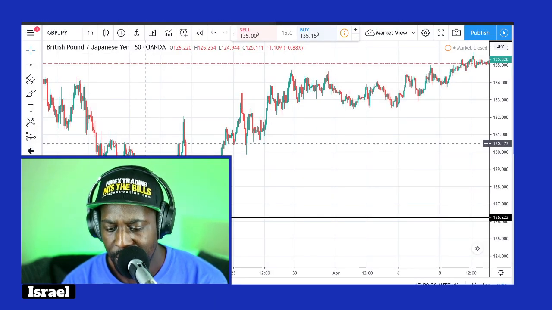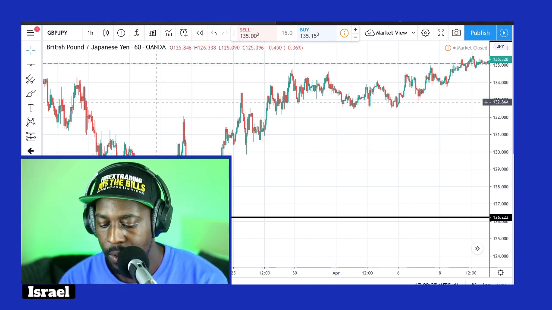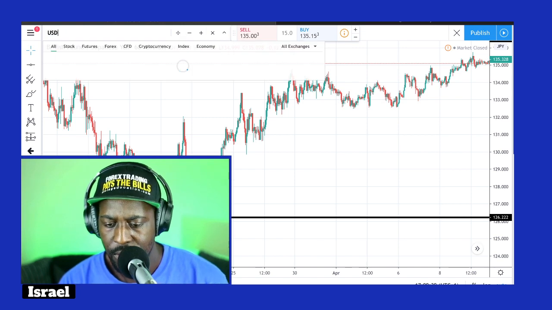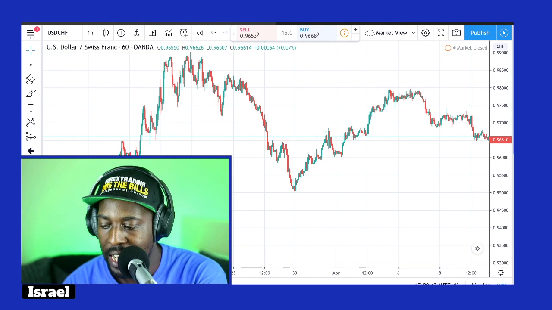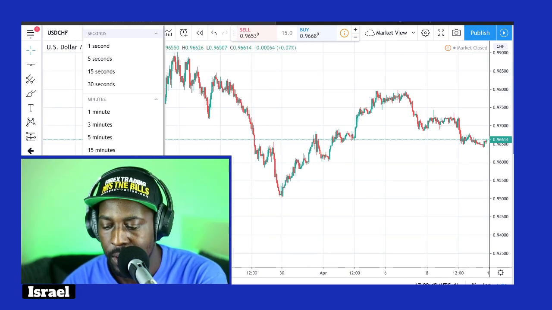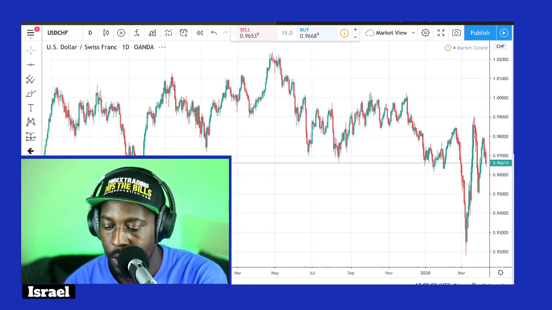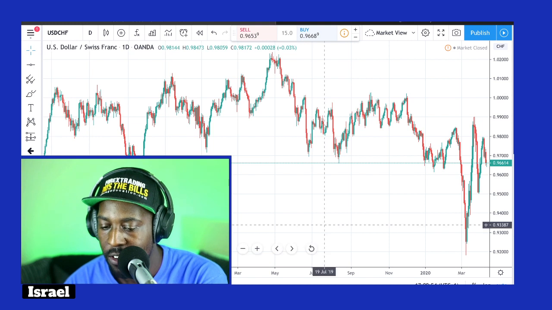So let's see. Cool. USDCHF, Swissie. So let's see this. I haven't even looked at this currency. I don't remember the last time I looked at this currency. Daily, right? Looks similar, not as similar as some of the other currencies.